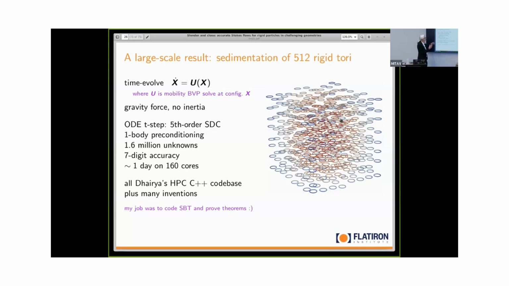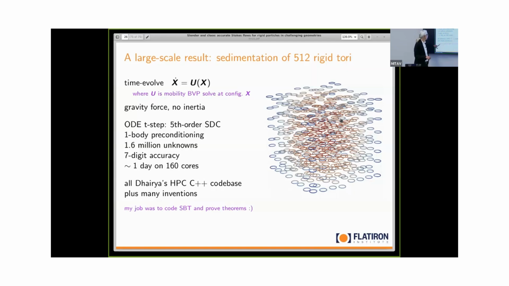So, okay, Daria used spectral deferred correction for the time stepping. That means every time step, you have to do multiple GMRES solves and sweep through however many orders as well. Preconditioning is applied to each body, which just helps a little bit, not much. There's about 1.6 million unknowns, 7-digit accuracy, which is sort of unprecedented on any Stokes simulations at this scale. It takes about a day, and it distributes to 160 cores, which is only like, I don't know, 8 machines or something these days. And this is all a header-only library that Daria built.